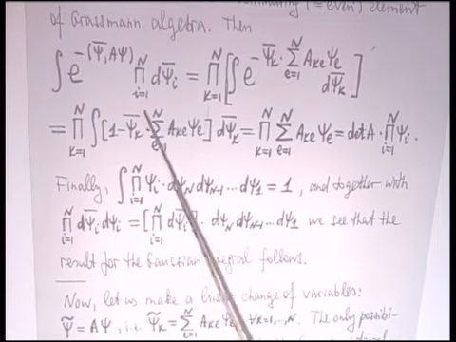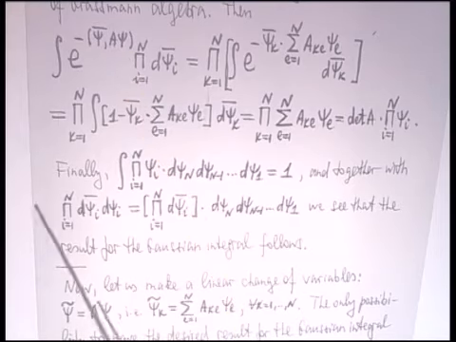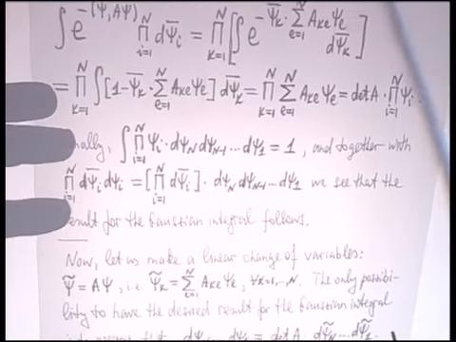Suppose you make just a linear change of variables. You replace this psi here. It's a vector made of anti-commuting entries, and you denote these entries as psi tilde. You'd like to see it as a change of variables in your integral.